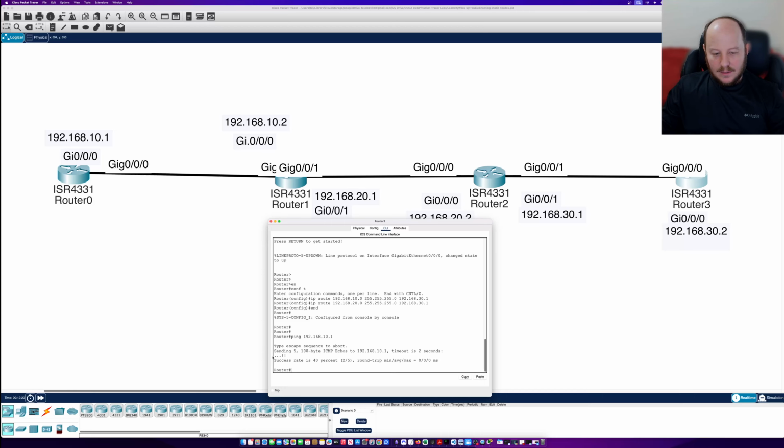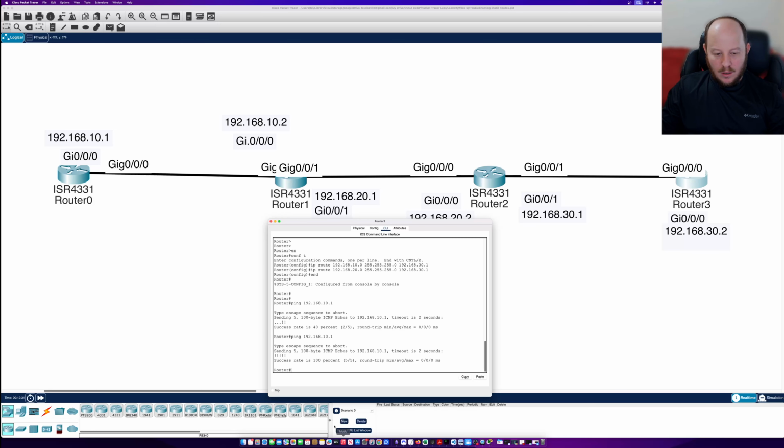So it took a second because ARP had to do its process. It had to do it for each hop, right? But the last two passed. So if we run it again, it will work all the way. All right, so there you go.